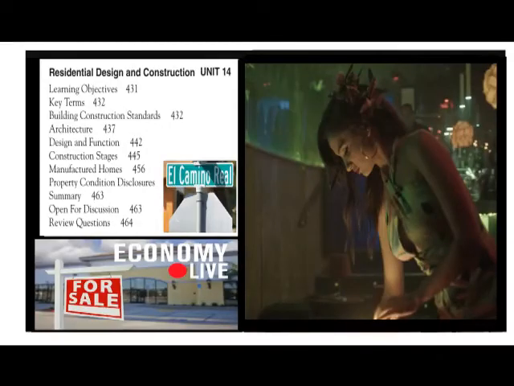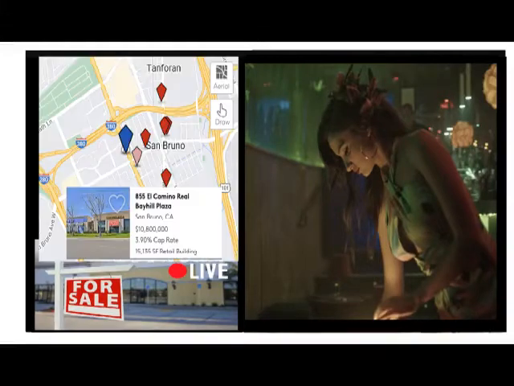Unit 14. Residential Design and Construction. Learning Objectives. When you have completed this unit, you will be able to describe the types of regulations that help ensure safe housing. List the types of construction work that can be performed without a contractor's license. Describe the insurance protections for consumers created by the Homeowners Bill of Rights of 2004. Identify basic housing styles and building components, and explain some of the environmental hazards that are of concern to homeowners.